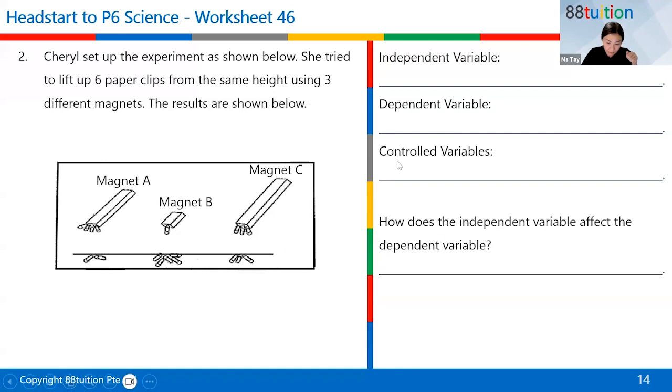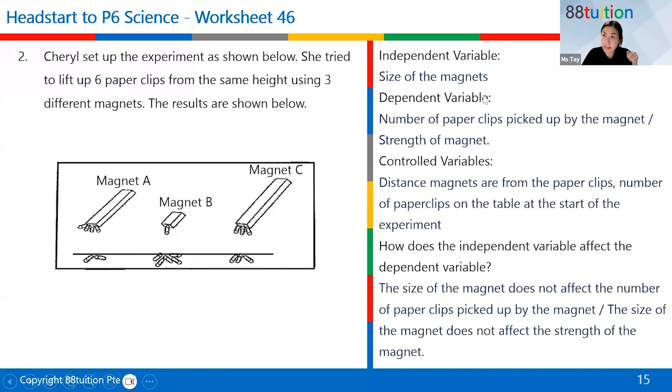So you have the size of the magnets. Matthias got it right. Very good. Then the dependent variable is actually what we measure. We are counting the number of paper clips that are picked up. Another way of phrasing it will actually be the strength of the magnet, because we want to determine the strength of the magnet.